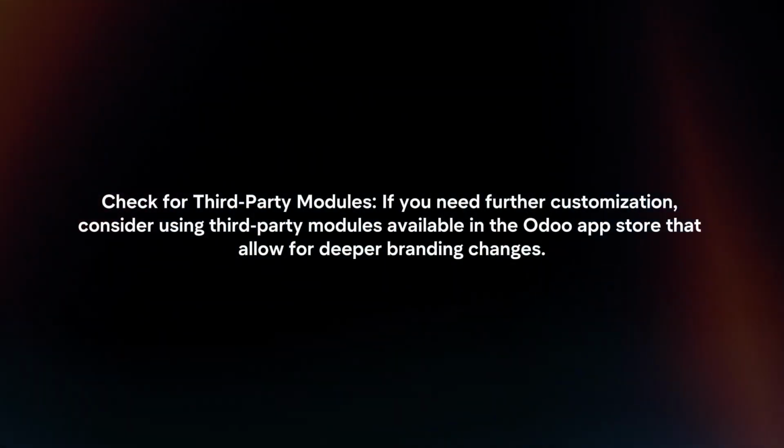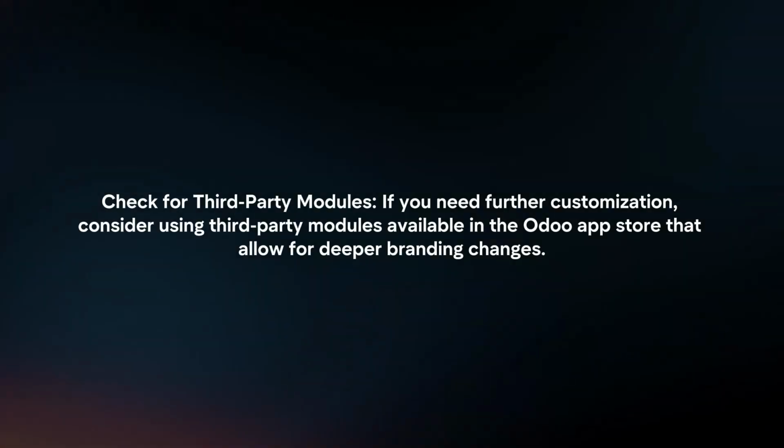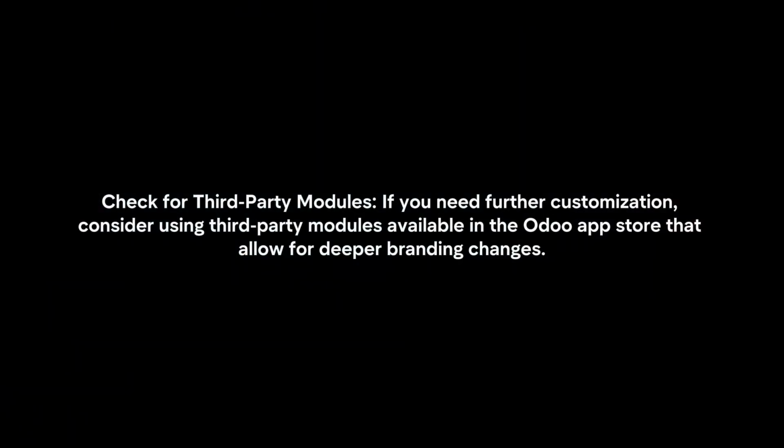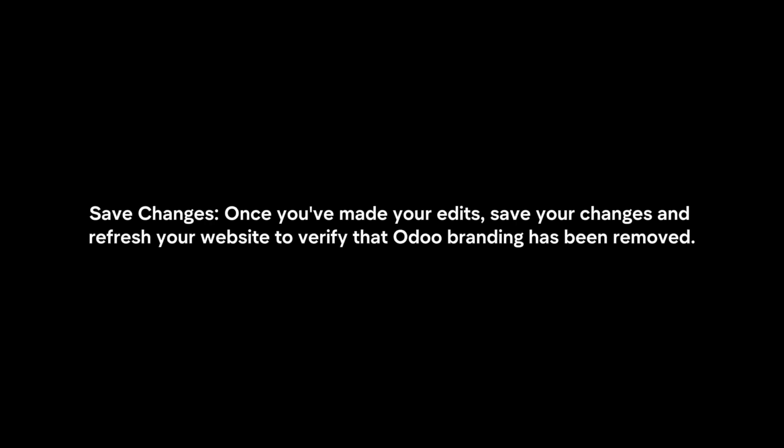Check for third-party modules. If you need further customization, consider using third-party modules available in the Odoo App Store that allow for deeper branding changes. Save changes. Once you've made your edits, save your changes and refresh your website to verify that Odoo branding has been removed.